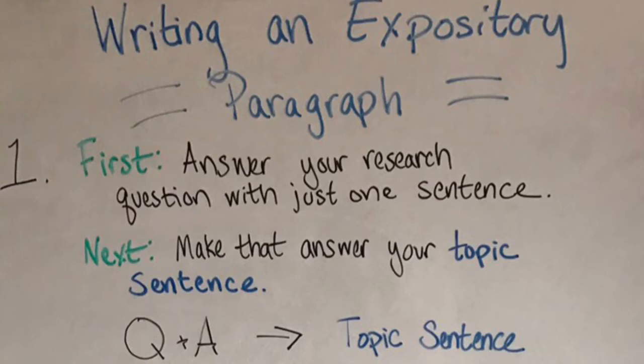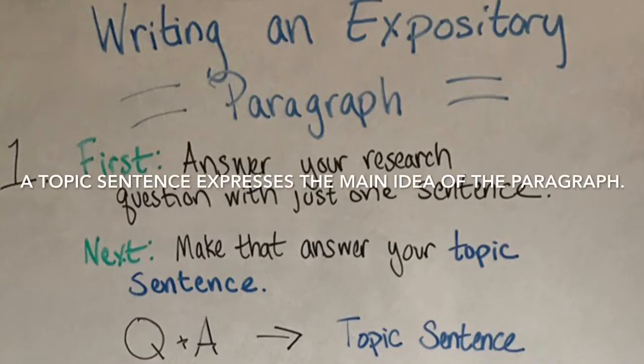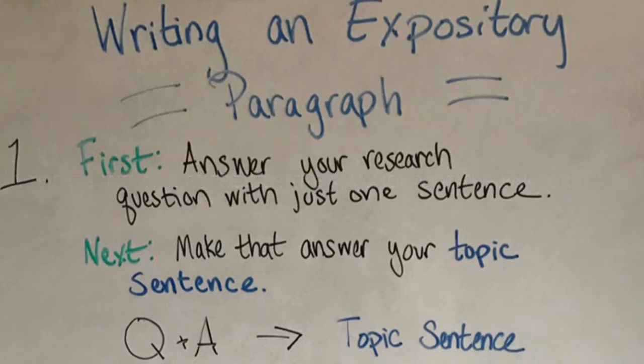Then you're going to take that one sentence, that very concise answer to your research question, and you're going to make that your topic sentence. Topic sentences, just as a quick review, are the sentences that express the main idea of your paragraphs. And when you write that topic sentence, you want to make sure that paragraph is talking about nothing else. You stay focused, stay on topic. If you really feel a burning urge to write about something else, then you write a new paragraph. Again, a topic sentence expresses the main idea of your paragraph. Keep your topic sentence first.